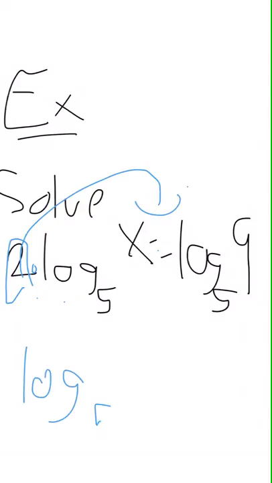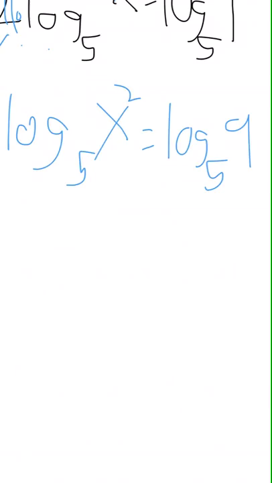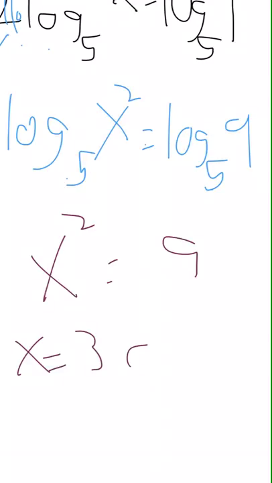Remember, use the properties that we learned about in the previous video. So that would be log base 5 of x squared is equal to log base 5 of 9. Now, since in the equation we have an equal sign, that means they're equal. And since the bases are equal, that means the inputs must be equal. So we can rewrite this as just x squared is equal to 9. So x is equal to 3, or x is equal to negative 3.